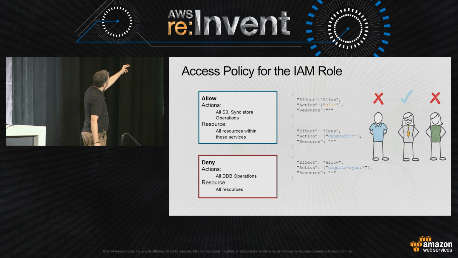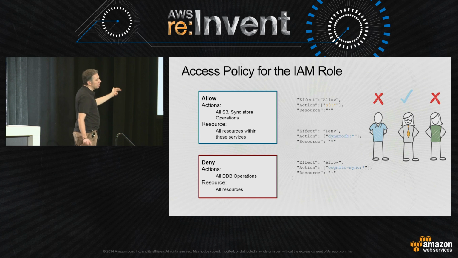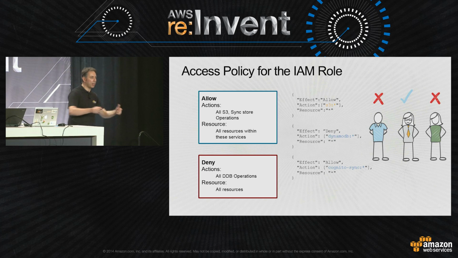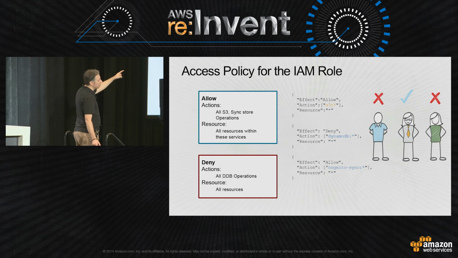So the first rule will give allow to a set of actions. In this case, it's S3 star. It means all the possible actions that you can do with S3, like create a bucket, delete an object, whatever, and on any resource.